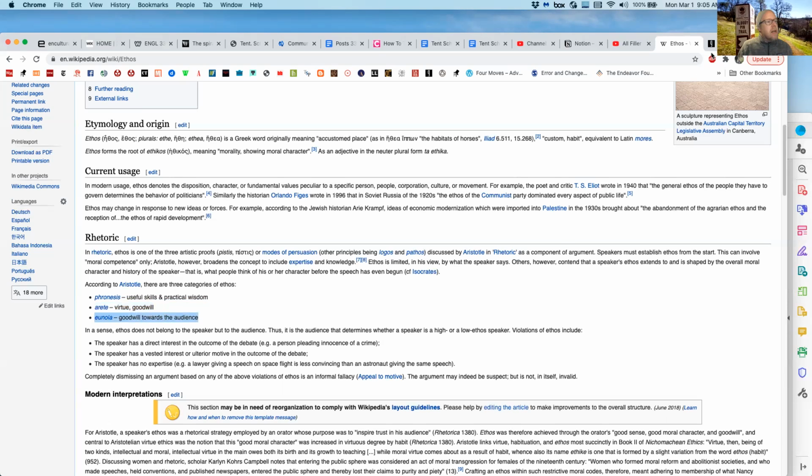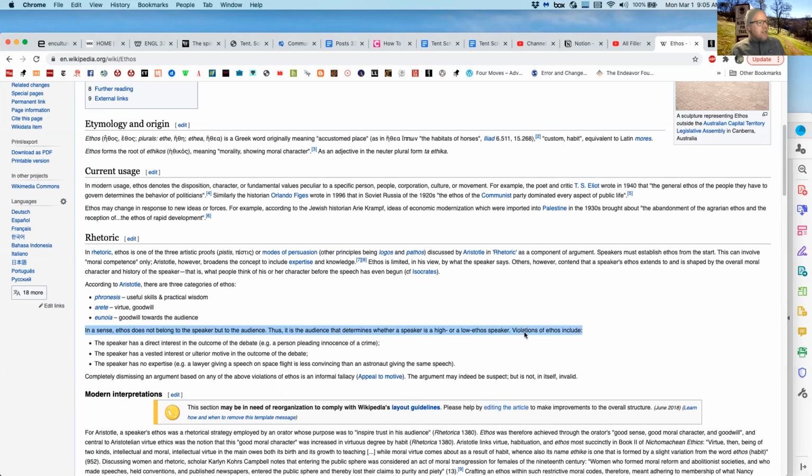So what does this mean? In effect, what we're doing when we're doing a rhetorical analysis focused on ethos is we're looking for those ways in which people use words that align with these three different kinds or aspects of ethos. That is, we're looking for examples of what we might call phronesis, arete, and eunoia. And in a sense, this Wikipedia article goes on to say, ethos doesn't belong to the speaker, but to the audience. That is, it's the audience that determines whether a speaker is a high or low ethos speaker.